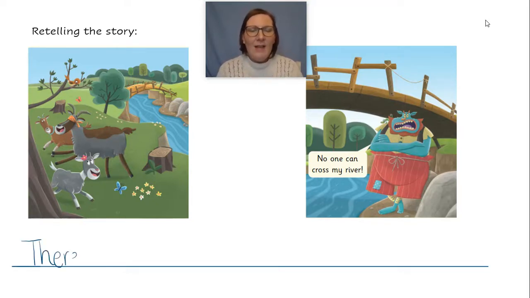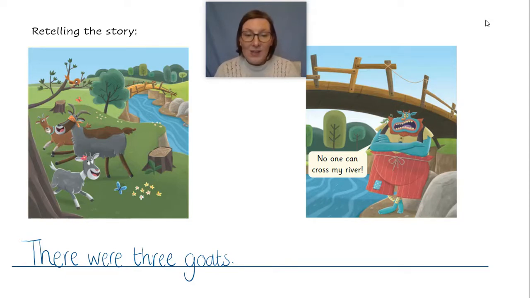Let's see. There were 3 goats. Excellent. Now, can you see I've got my capital letter, I've got my finger spaces in between each of the words, and I've got my full stop. And I'm going to say my sentence again to make sure it makes sense. There were 3 goats. That makes sense, doesn't it?